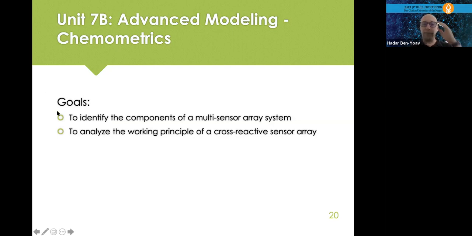So here we try to identify first the components, and here I'm going to show an example of devices that can generate this kind of signals that they use for chemometrics, such as a multi-sensor array system. And then I'm going to show you how to analyze the actual work or the performance of these sensor arrays. I'm going to see some examples.